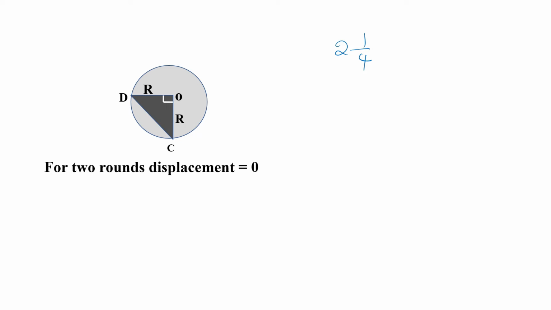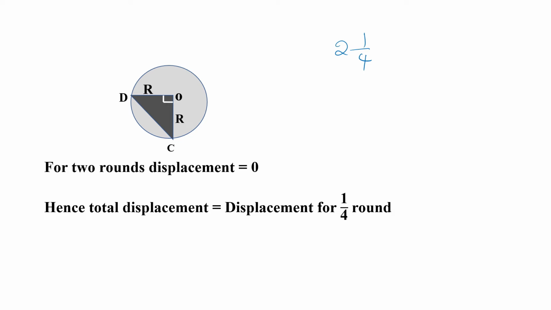So number of rounds is 2 1 by 4. For the 2 rounds, displacement is 0. For 1 by 4 revolution, here total displacement is equal to displacement for 1 by 4 round. So that is equal to root 2 into r. This is the mathematical expression. This is from Pythagoras theorem.